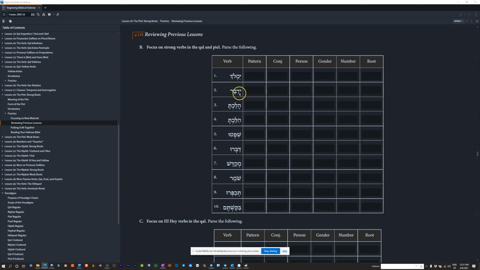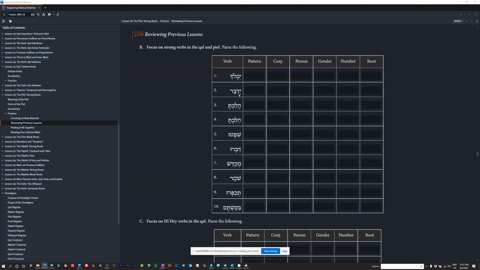Number two, I've got a yod, but I've got a reduced vowel. So that tells me that this is a PL imperfect. And that R1 confirms that it's PL, and R2 dagesh confirms that it's PL. So we've got a PL imperfect. Yod with no suffix tells me 3MS. Dalet Bet Resh is my root.